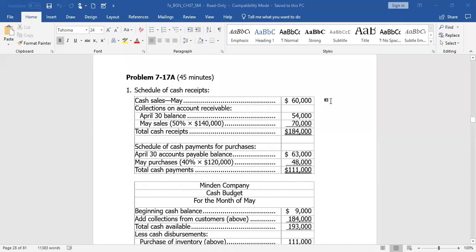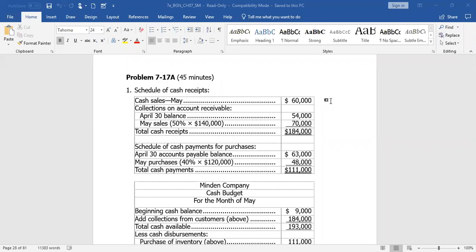Hi everyone, we are going to review two problems in Chapter 7 for Master Budgeting. The first is going to be problem 7-17A on page 333, where we have Minden Company, a wholesale distributor of premium European chocolates. The company's balance sheet as of April 30th is given below.